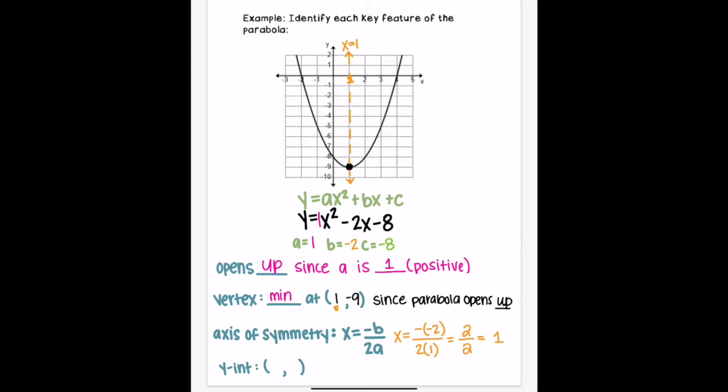And finally, our y-intercept. The y-intercept is just the point where the line or where the graph goes through the y-axis. Since the c value is -8, even if we didn't have this graph, we could tell that our y-intercept is going to be 0, -8.